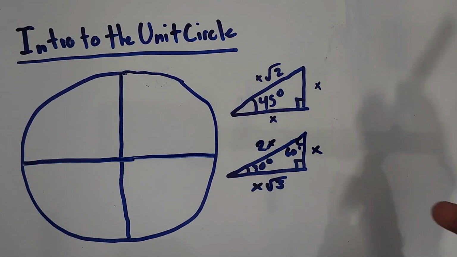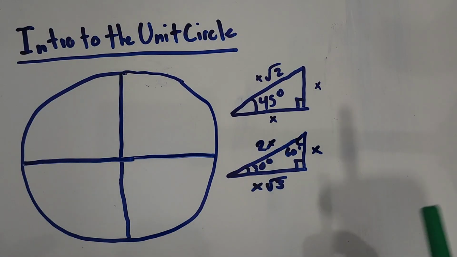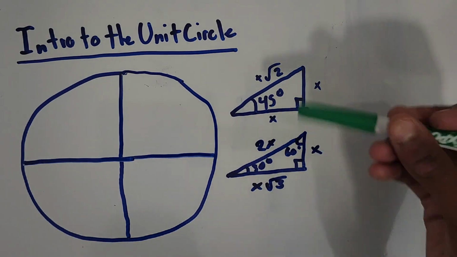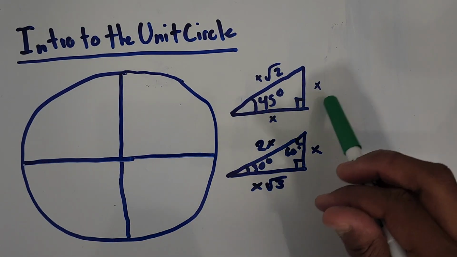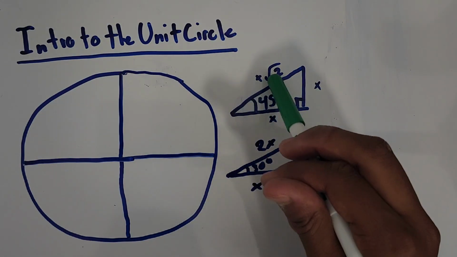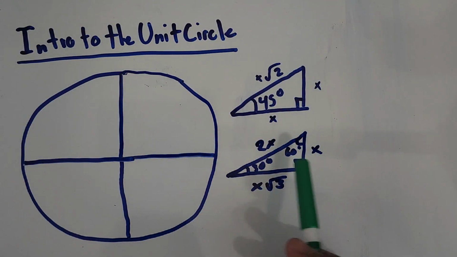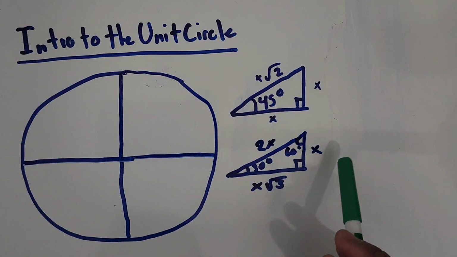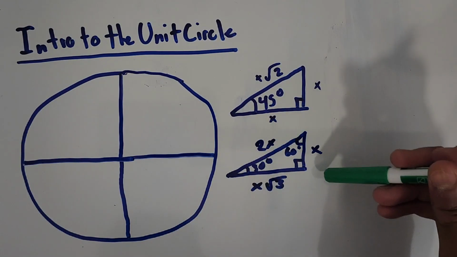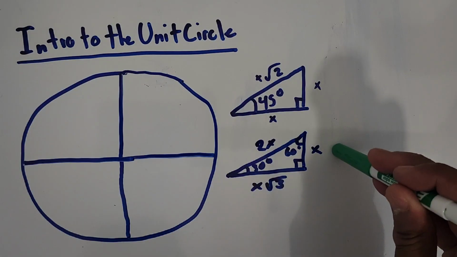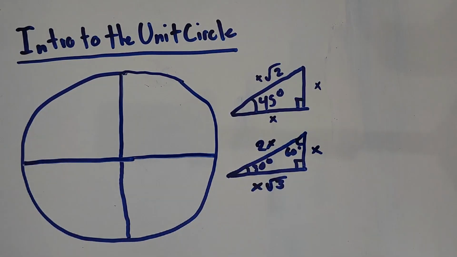But first, let's review a 45-45-90 triangle and our 30-60-90 triangles. So we know that a 45-45-90 triangle has side values of x, x, and x rad 2. And we know that a 30-60-90 triangle has x, x times rad 3, and 2x. And always remember, for 30-60-90, the short side is always x.